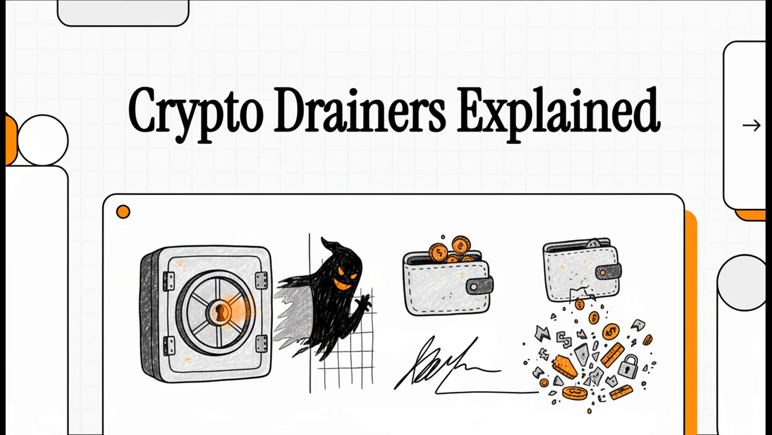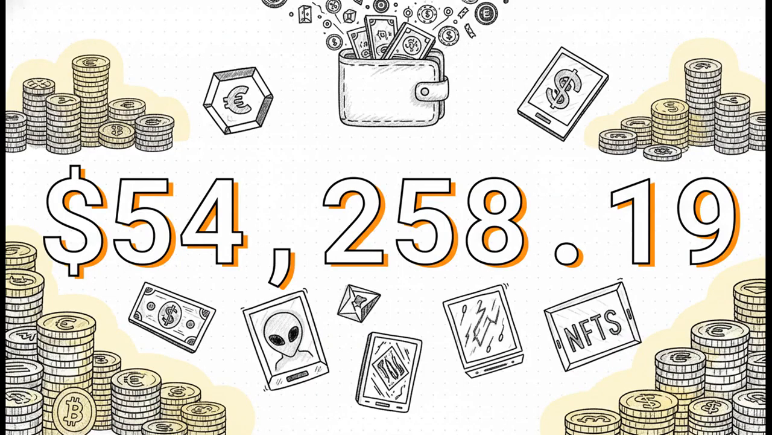You know, in Web3, we're always told that our private keys are everything. They're the keys to our own personal bank vault. But what if I told you there's a different kind of threat out there, one that can empty that entire vault without ever even seeing your keys? Today, we're pulling back the curtain on crypto drainers and showing you how one single, innocent-looking click can cost you everything.